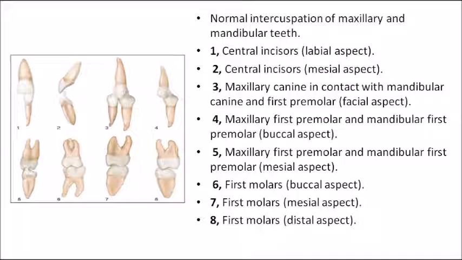From a facial aspect, we can see that the maxillary canine is coming in contact with the distal aspect of the mandibular canine and the mesial aspect of the first premolar. Now the maxillary first premolar is coming into contact with the mandibular first premolar. So the maxillary first premolar is making contact with the distal aspect of the mandibular first premolar.